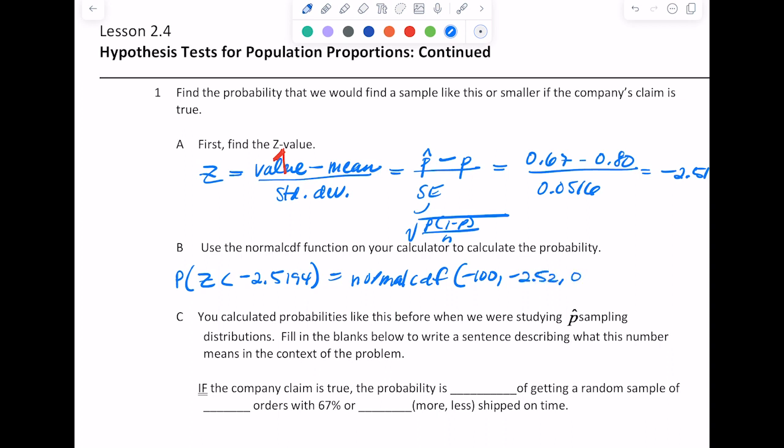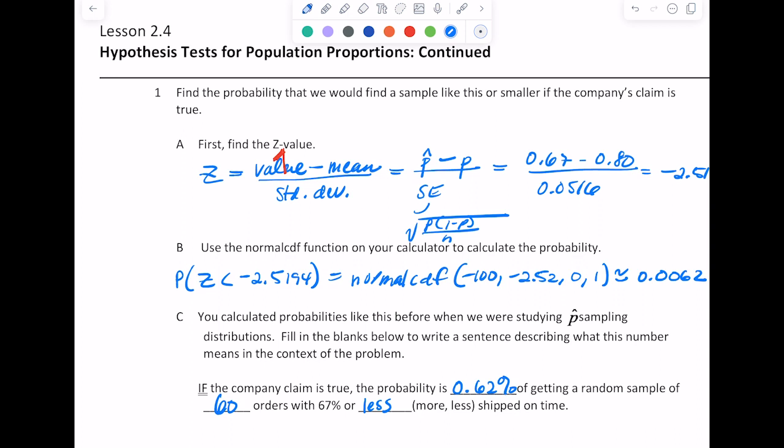And then my mean is 0, my standard deviation is 1. And when I do that, you end up with 0.0062. So what is the probability that we would find a sample like this or smaller if the company's claim is true? And if the company's claim is true, the probability is 0.62% of getting a random sample of 60 orders with 67% or less shipped on time.